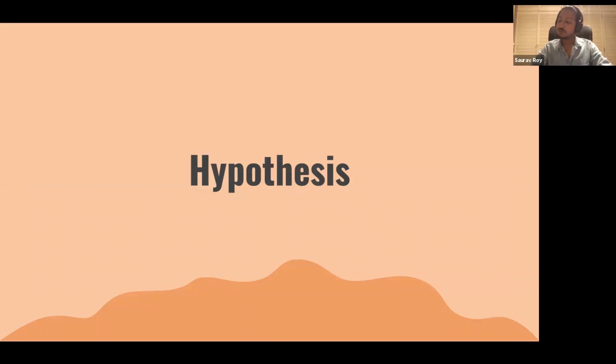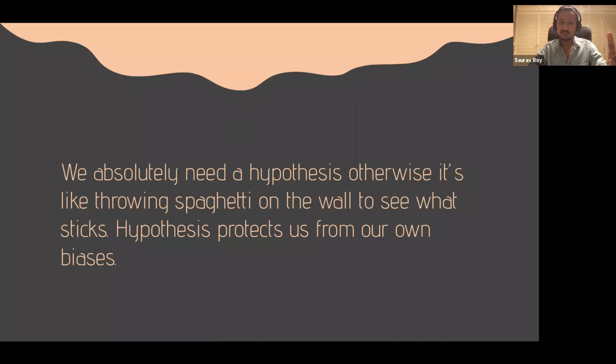Cool. Next, we move on to the hypothesis. So every experiment, before you run it, should have a hypothesis. A hypothesis is basically why you want to run an experiment and what outcome you wish to have. It's a nice saying that if you don't have a hypothesis, it's like throwing spaghetti on a wall and seeing what sticks. So basically you are throwing stones in the dark and you don't know what you're aiming for, right? So a hypothesis is usually the tool that protects us from all our own biases.